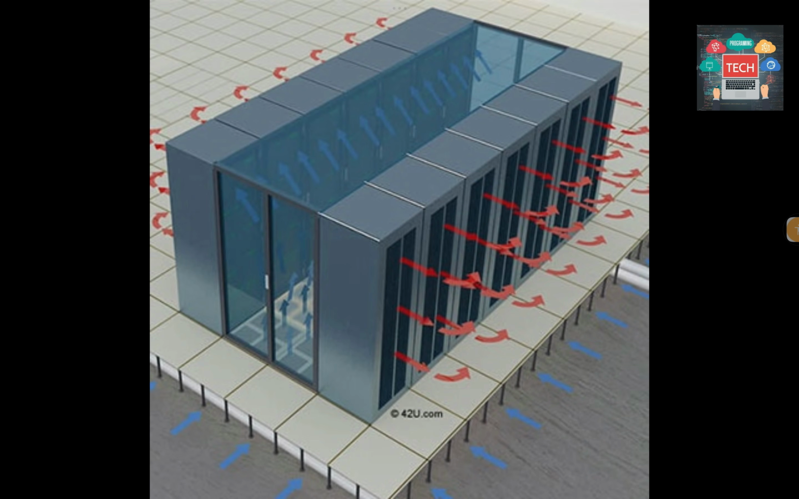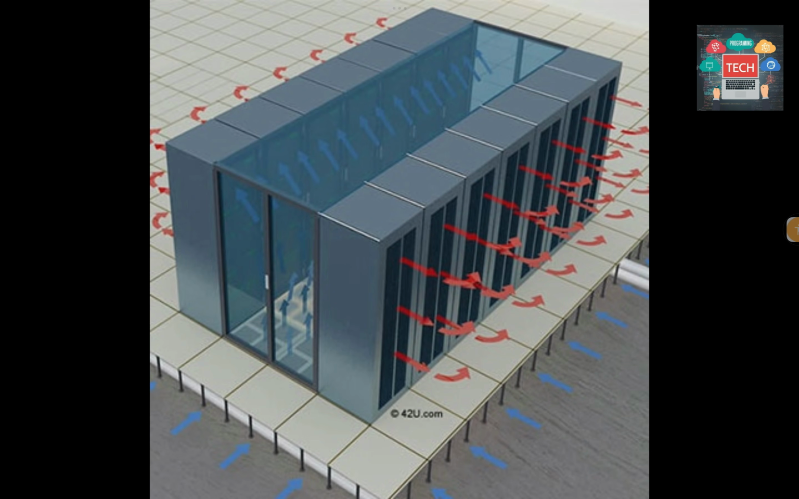This red is the hot air, and this blue is the cold air. So this process keeps on continuing. These are taking the cold air and leaving the hot air, taking the cold air, leaving the hot air. This process keeps on continuing so that all the data center infrastructure can be cooled.